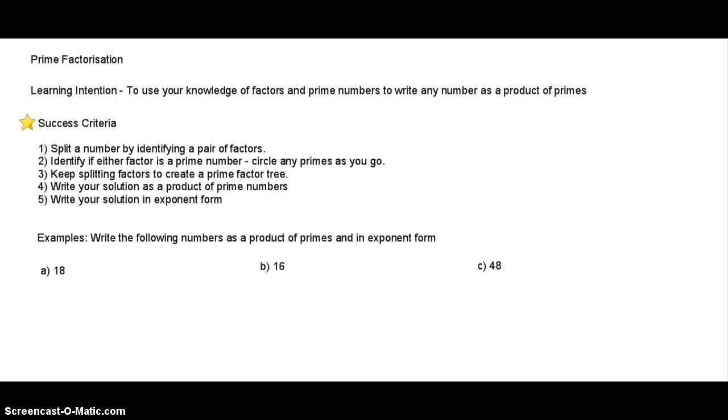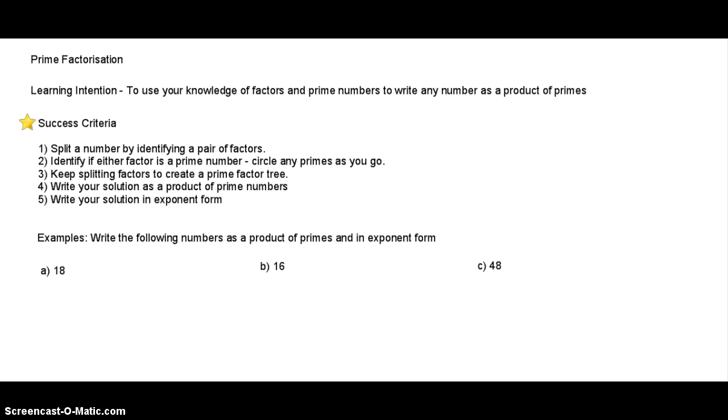This video is on prime factorization. Throughout this video I will show you how to create a prime factor tree, which we can use to split a larger number into a product of prime numbers. To do this we're going to need to be able to identify factors of that number. We're going to be able to identify whether that particular factor is a prime number or not.